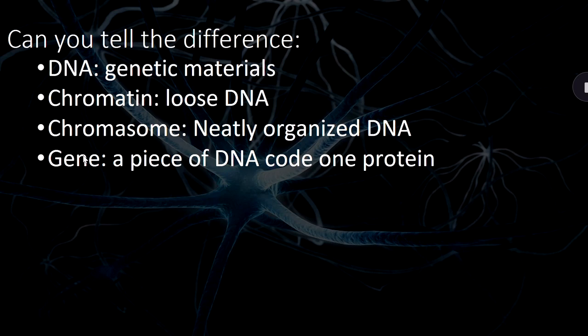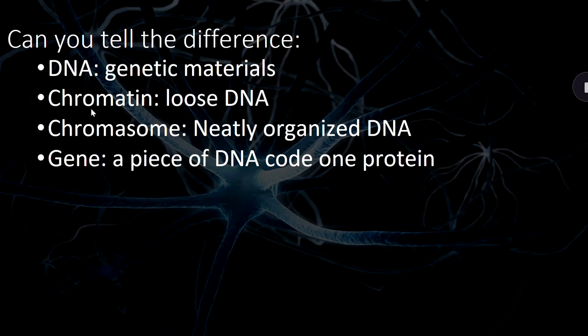First one, the DNA, they are your genetic materials. Everybody knows that, right? And then what is chromatin? Chromatin is the loose DNA. Like they lay in your nuclei the way that they want. They're pretty messy. And then the chromosome, they are neatly organized, the DNAs. So they lay in a very organized format. Because of that, you end up having 46 chromosomes in every single cell in your body except the sperm and eggs.